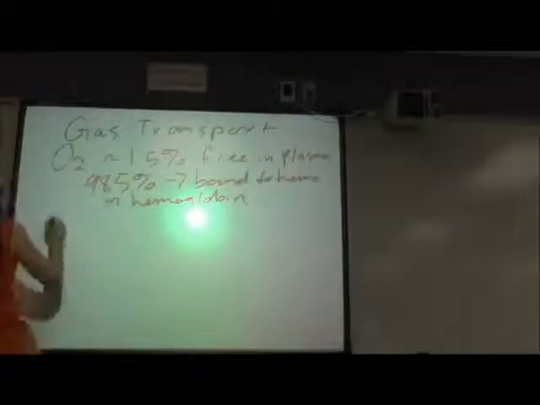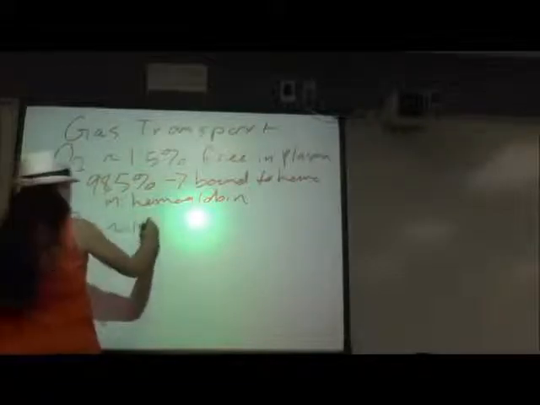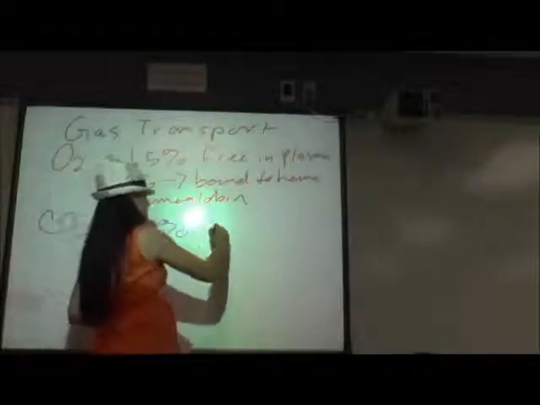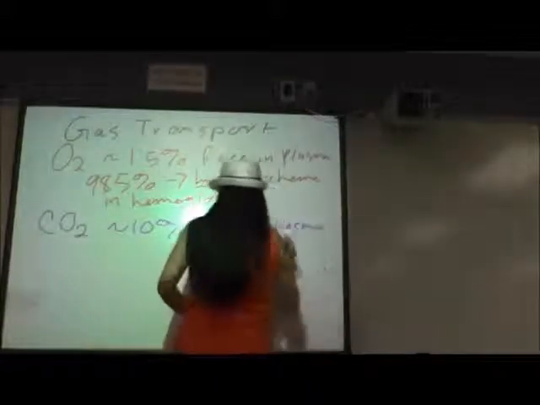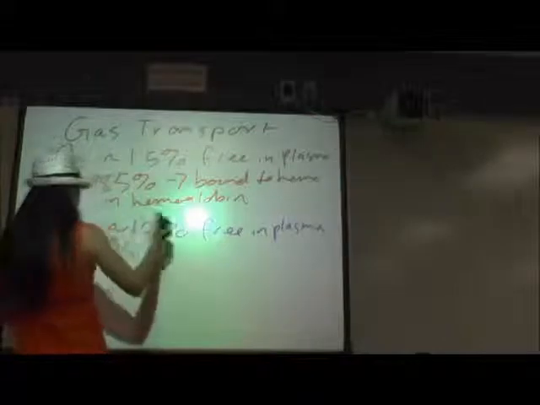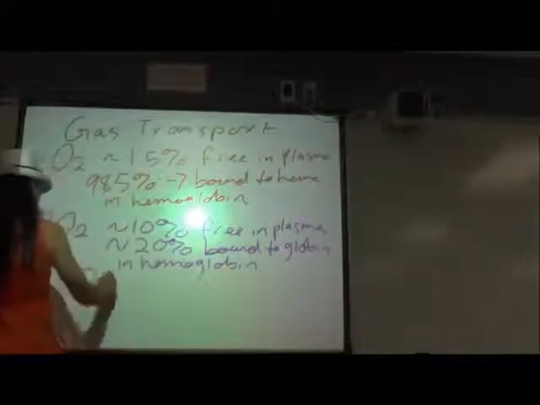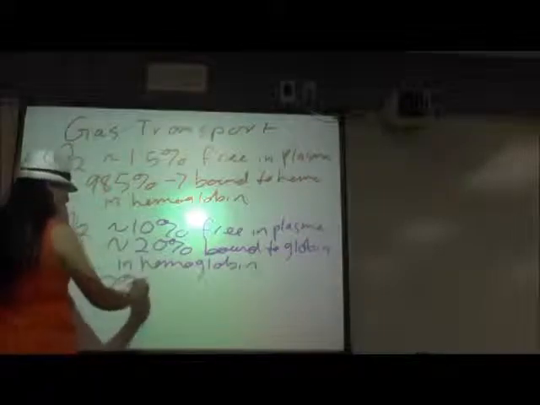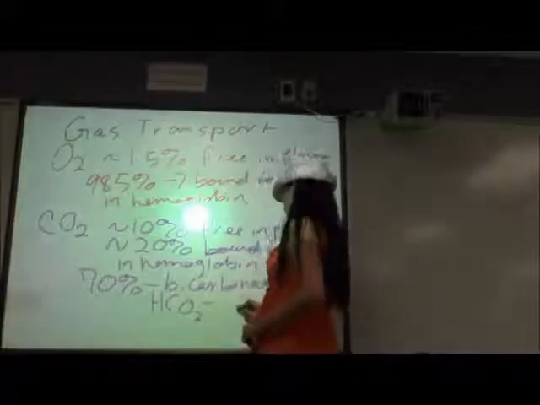CO2 is transported in the blood in 3 different ways. About 10% of it is floating freely in plasma. About 20% is bound to the globin on hemoglobin, and the remaining 70% is transported in the plasma as bicarbonate ion, which has the chemical formula HCO3-. And this is floating around in the plasma.